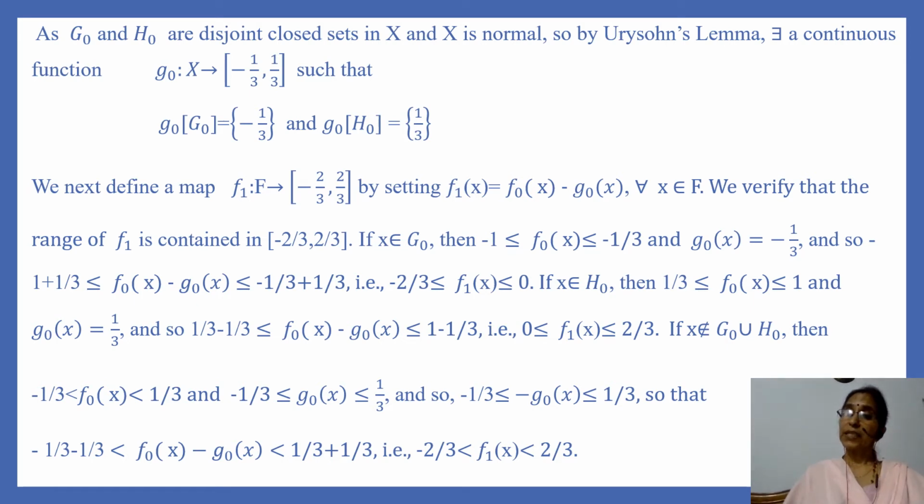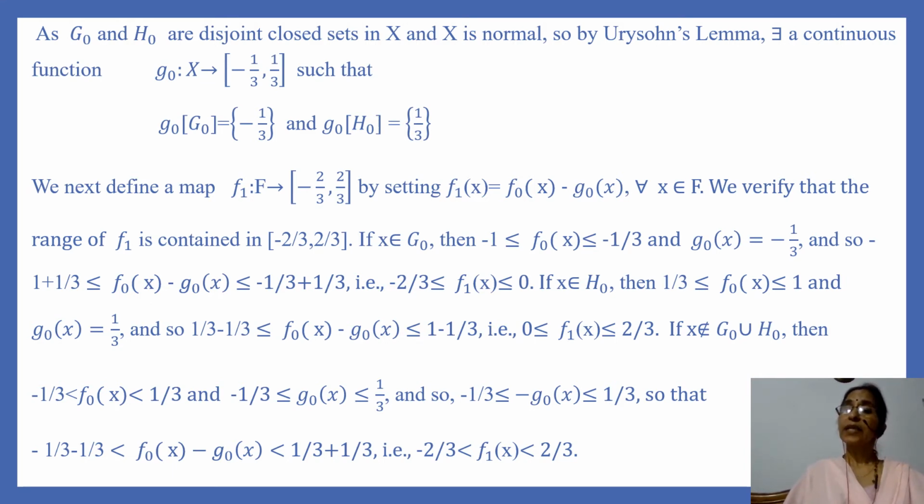And if we take x in h naught, then by definition of h naught, f naught x lies between 1/3 and 1. And we know that g naught x is equal to 1/3. So f naught x minus g naught x lies between 0 and 2/3. That is, f1 x lies between 0 and 2/3. And so all these images of f1 lie in the closed interval [-2/3, 2/3].